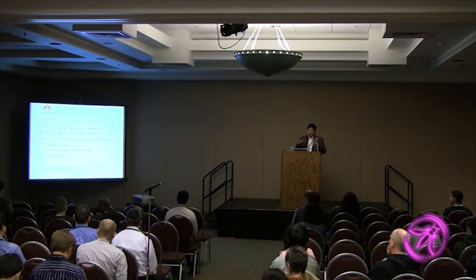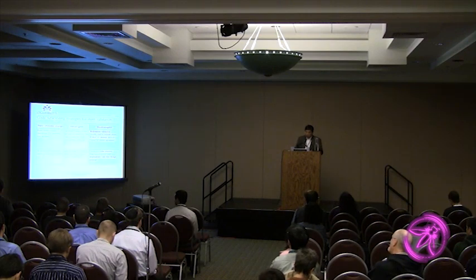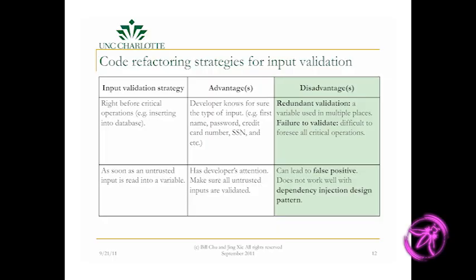All right, so as you can see, we put in the programmer support. So the idea is we want to make it as easy as possible for the developers to do the right thing. In our work we identify there's at least two different strategies for doing input validation. One strategy is you perform input validation right before a critical operation, like putting stuff into the database or writing things to the browser HTTP stream. The advantage of that approach is you know exactly what you're doing because this is the last chance you can validate or encode something. The disadvantage is you may have to do redundant validations.